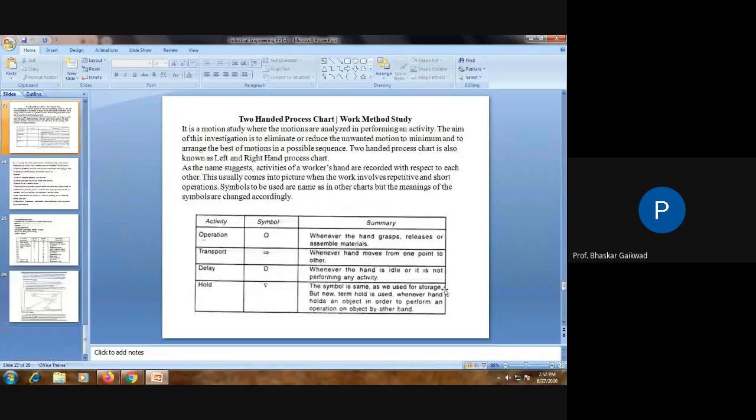So the next chart is the two-handed process chart, or the work method study. Two-handed process chart means with the help of two hands we can do an activity and complete the work. For example, assembly of nuts and bolts. With one hand we can take the nut, with the second hand we can take the bolt, and go for assembly.